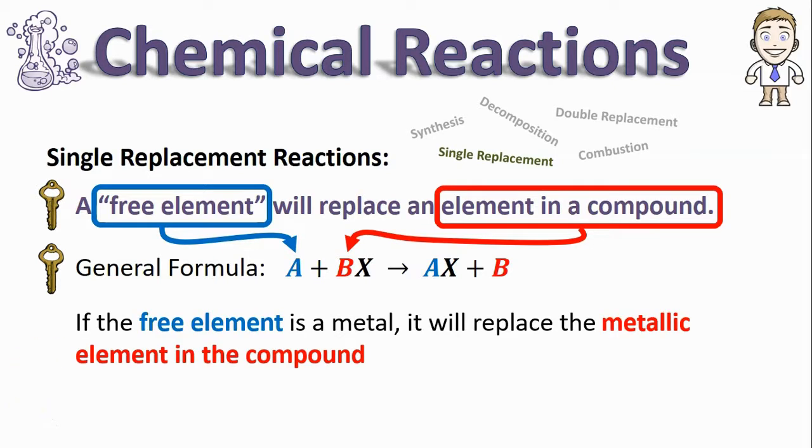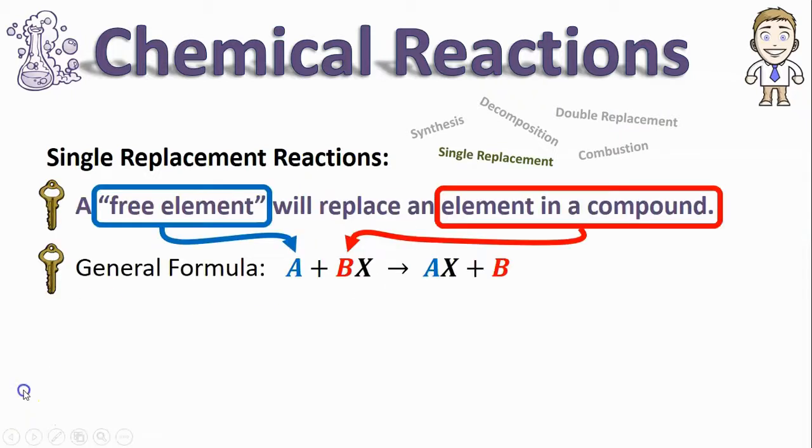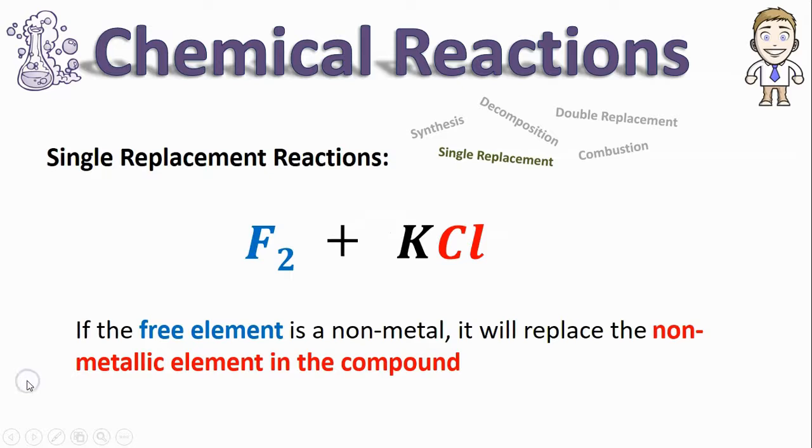You have to be a little bit careful depending on the types of elements that these atoms are. If the free element is a metal, it's only going to replace the metal that's in the compound. So here, lithium is my free element, and it happens to be a metal, so it's only going to replace potassium since potassium is also a metal. And we'll see the same pattern if the free element is a nonmetal. It's only going to replace the nonmetal element in the compound. Fluorine, my free element, is a nonmetal, so now it's going to replace the chlorine since chlorine is also a nonmetal.